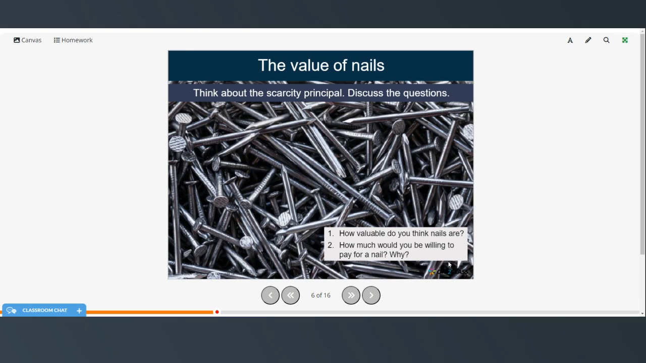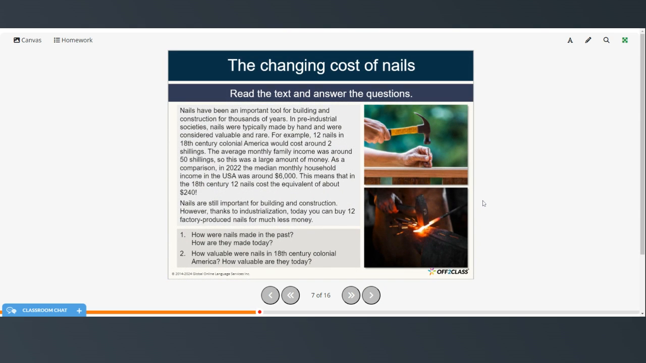And how much would you be willing to pay for a nail? For a single nail, maybe a penny, maybe 5 cents. Probably not very much because they're very easy to get. They're not high value because they're not scarce. All right, so now we're going to read about the changing costs of nails and answer the questions.